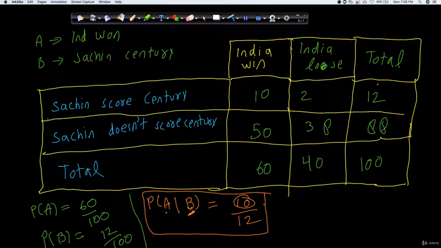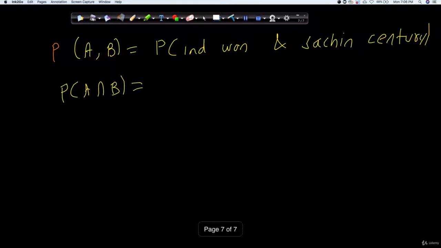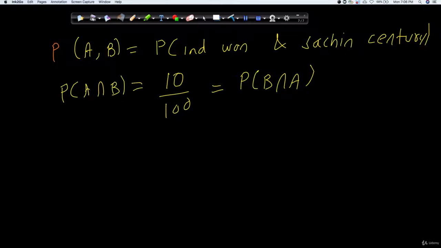So basically here we will be getting a joint probability of 10 divided by 100. Can I say this is equivalent to probability of B intersection A? Think about it. Yes, why not? I can also say this, right? The probability that Sachin scores a century and India won is equivalent to the probability that India won and Sachin hit a century. It's the same thing. Even if you go and look at a table and get the answer, it's going to give you exactly the same.